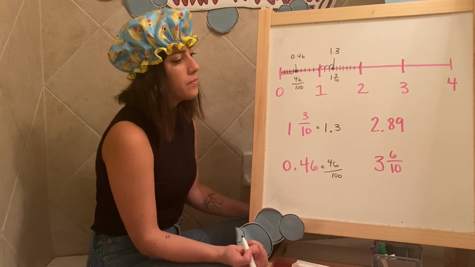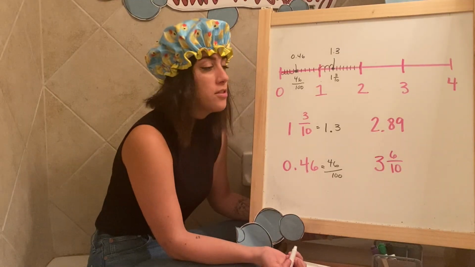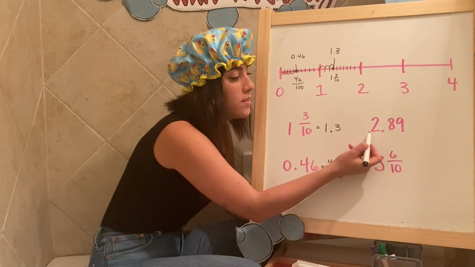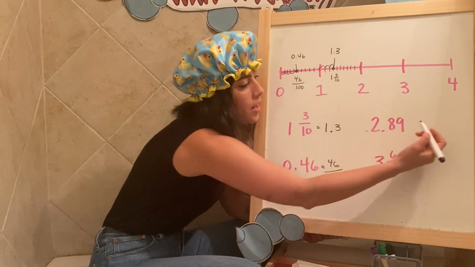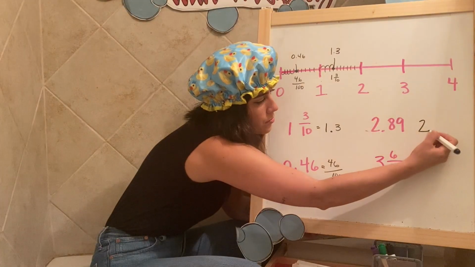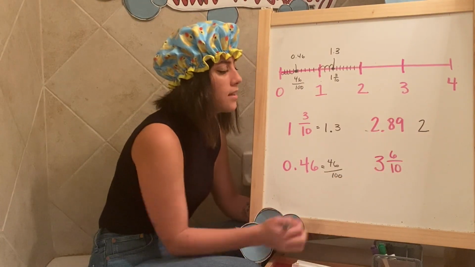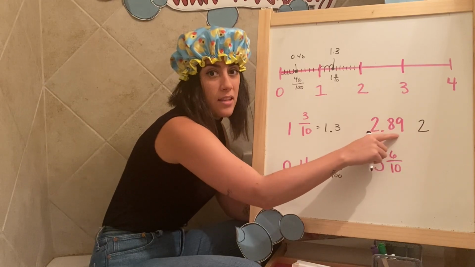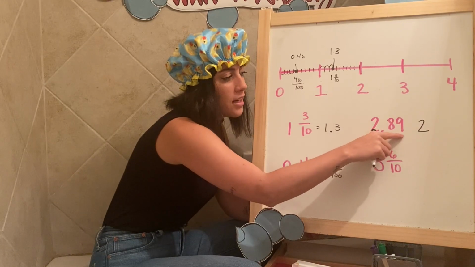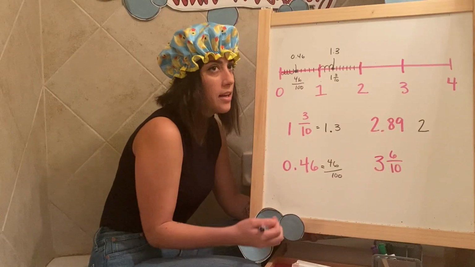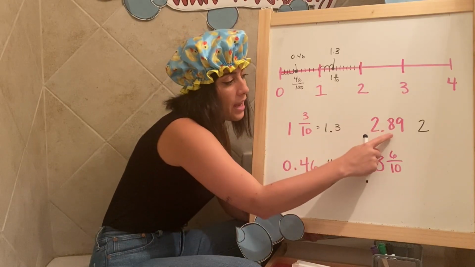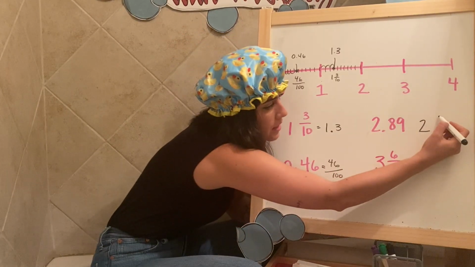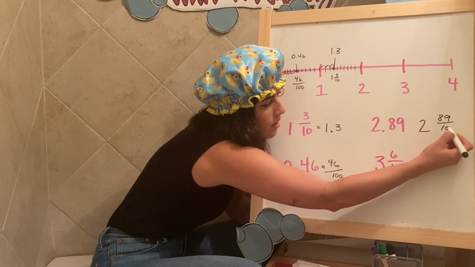Let's try this one. How many whole dollars do I have, or a whole number? It's in the ones place, right? So this is a whole number. That would be 2, right? The whole numbers to the side. Then we're going to have a mixed fraction because we have the 89 cents or 89 hundredths to the side. Do you see what I said though? 89 hundredths. So immediately I can write that down.